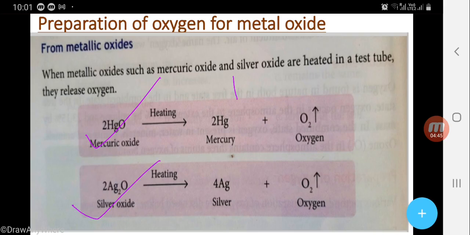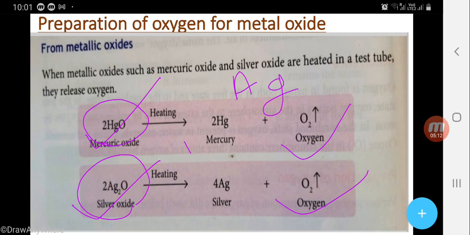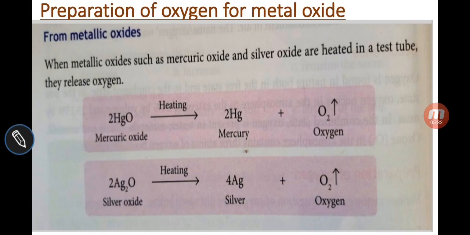The symbol of mercury is Hg. Mercury oxide and silver oxide are heated in a test tube. They release oxygen gas. You can see that on strongly heating the metal oxide, which metal oxide? Mercury oxide and silver oxide, they will give out oxygen gas and they form metal. So by this method we can prepare oxygen, but this is not the laboratory method. This is one of the processes in which we can prepare oxygen, but you cannot say that it is a laboratory method.